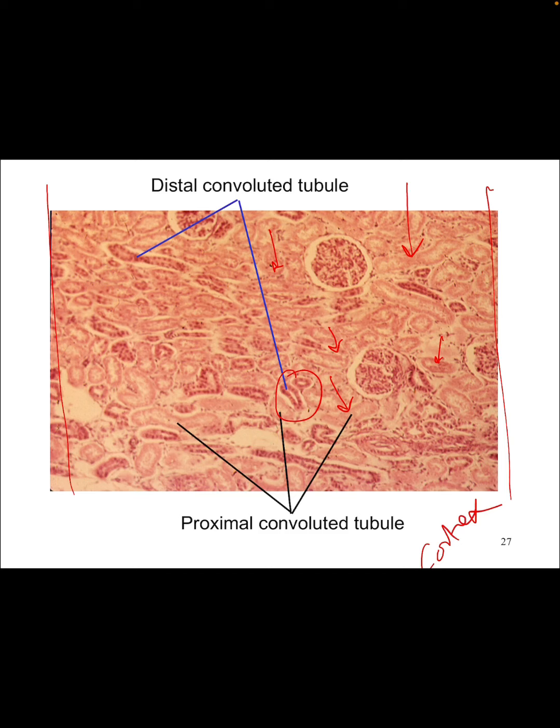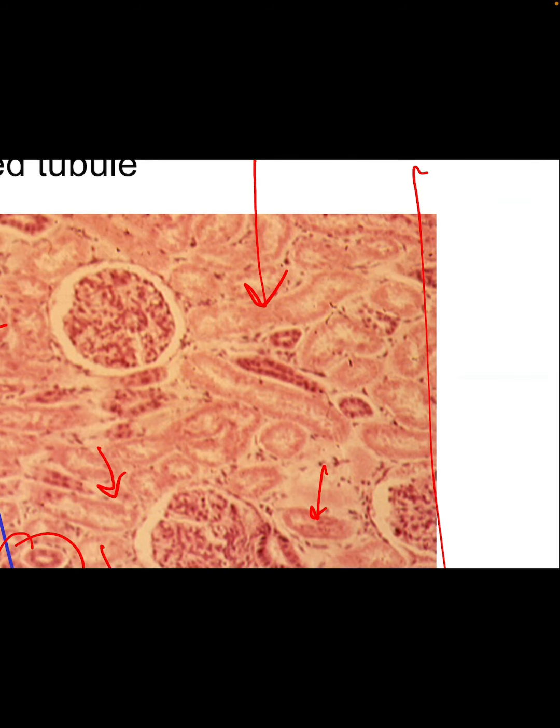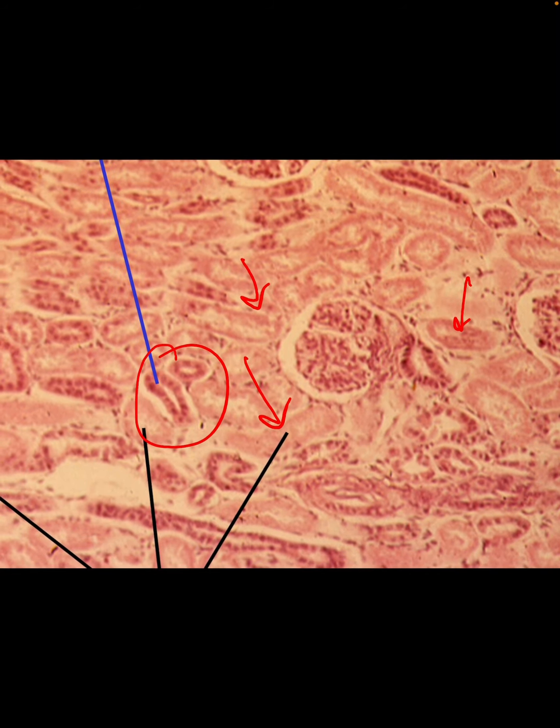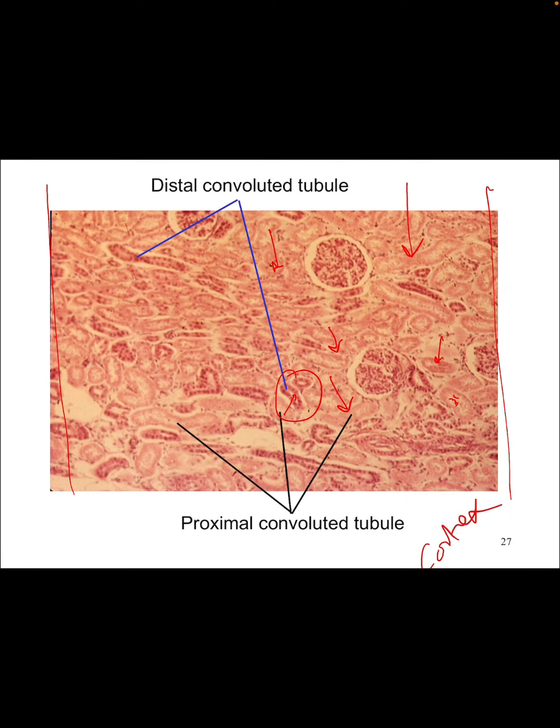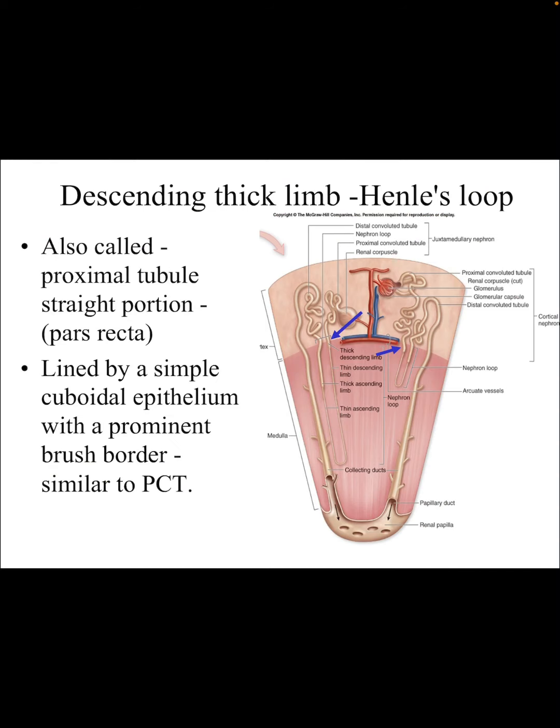We can see a clear lumen, whereas here we can see very limited space. Here we have the microvilli, and here we don't have the microvilli. So this is the important difference between the proximal convoluted and the distal convoluted tubules.